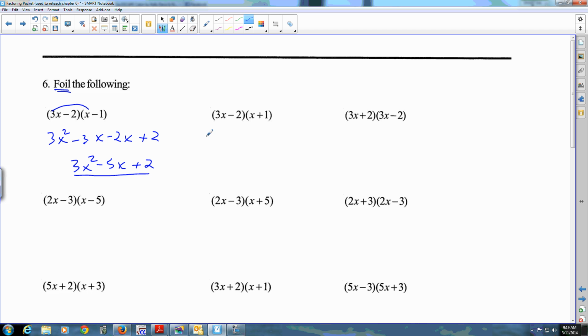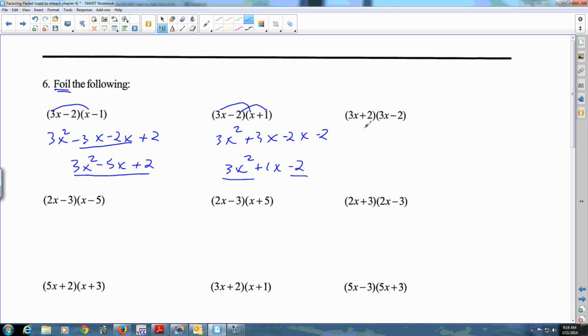Okay, you just have to understand these added to the middle. So FOIL it. 3x squared plus 3x minus 2x minus 2. So 3x squared plus 1x minus 2. Now the only thing that's going to be true about this when you look at it is that the fronts multiplied to give you this and the last multiplied to give you that.